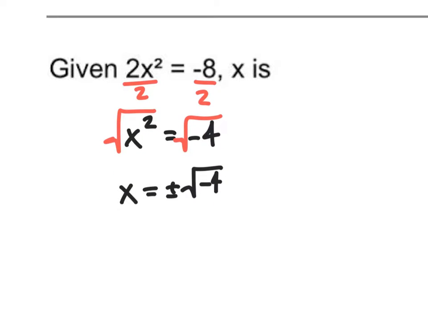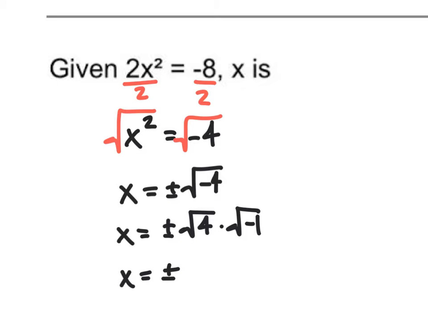When I do that, I get x is equal to plus or minus the square root of 4 times the square root of negative 1. The square root of negative 1 is what gives me i. So then x is equal to plus or minus, now remember the square root of 4 is just 2, so this is going to be 2i.